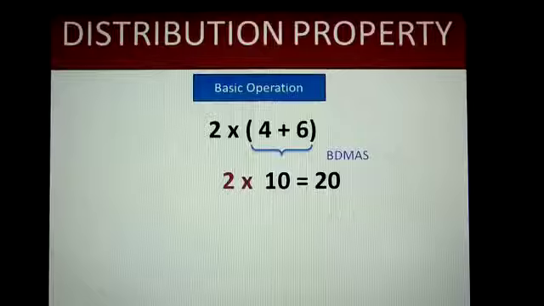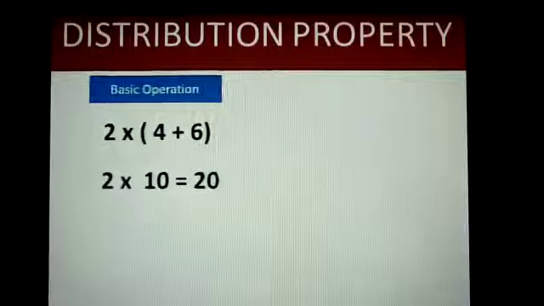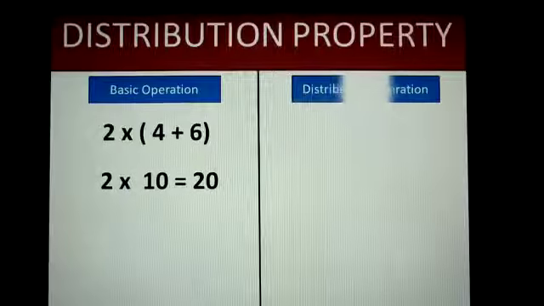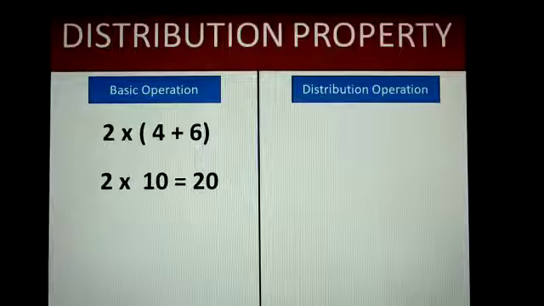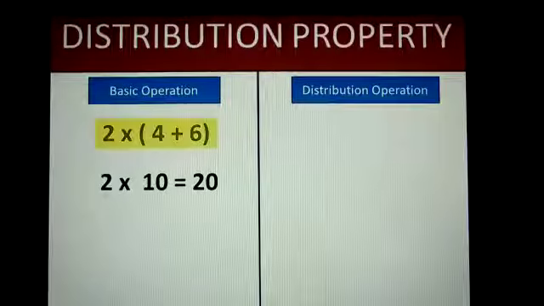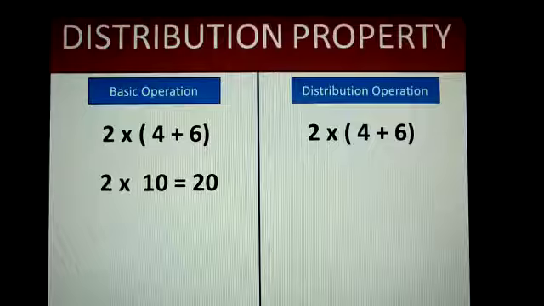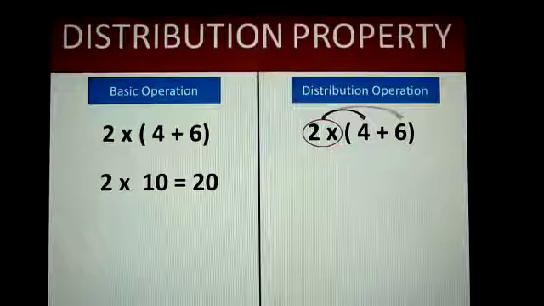Now we use distributive property. The distributive property allows us to change this expression into a different form. Instead of multiplying the 2 by the whole group at once, we can distribute that factor of 2 and multiply it by each member of group individually. So after applying the distributive property, our expression looks like this: 2 times 4 plus 2 times 6.